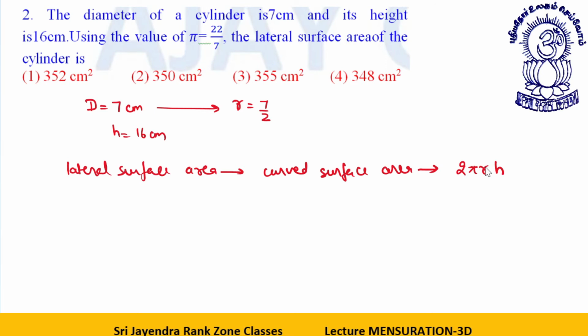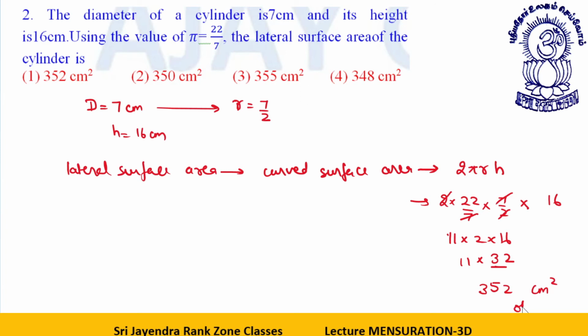So this is 2 into 22 by 7 into r, which is 7 by 2, into h, which is 16. 2 and 2 cancel, 7 and 7 cancel. This I can read as 22 into 16, or 11 into 32. Okay, 11 into 32. First of all, I write 2, then 2 and 3, 5, then I write 3 again, that is 352 centimeter square. Answer is option number 1.